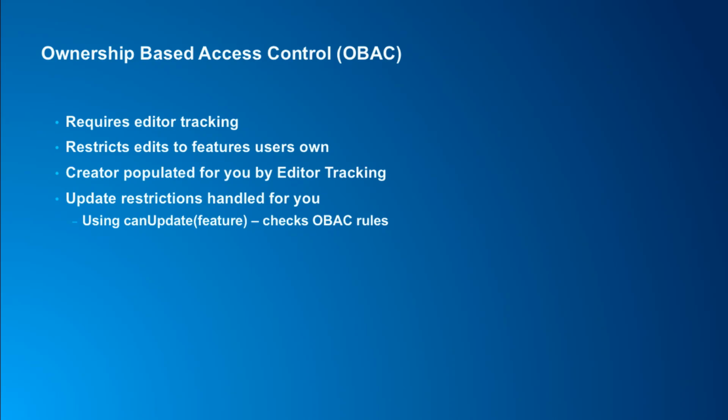Essentially, we take care of it for you again in that can update feature method, and we just check the ownership-based access control rules, and we'll return false if you can't update that feature, and that tells you to not present the edit feature button for that particular feature. So it's all the same pattern. You don't really have to learn anything new. It's just showing you how it works with ownership-based access control. Those can add, can update, can delete feature methods basically take care of all of it for you.